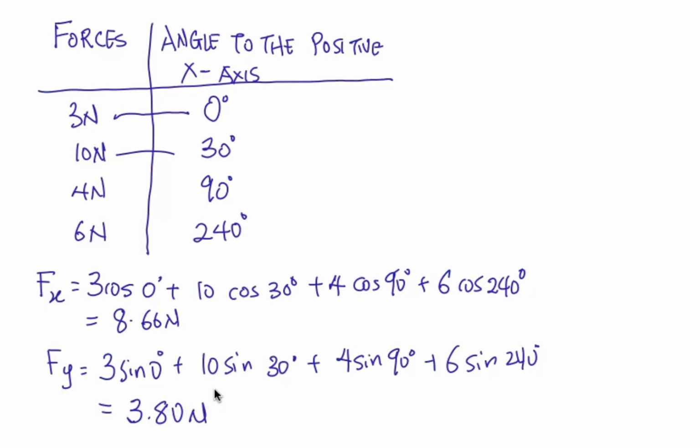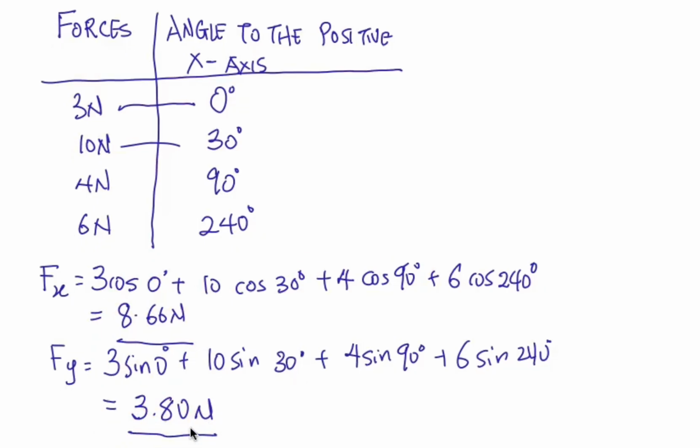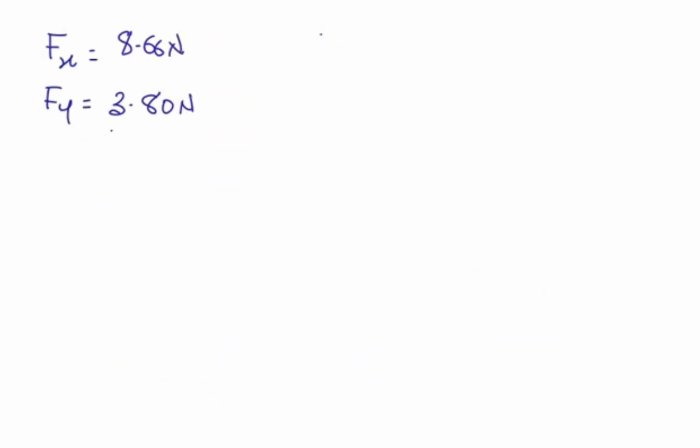Now there's something I just want to let you know. In this case, our Fx is 8.66 and our Fy is 3.80. I'm going to show you how we are going to use these values to get our final answer. From our calculation, Fx is 8.66 Newton and Fy is 3.80 Newton. If you take a close look at Fx and Fy, you find out that they are both positive. So this is positive 8.66 and this is positive 3.80 Newton.